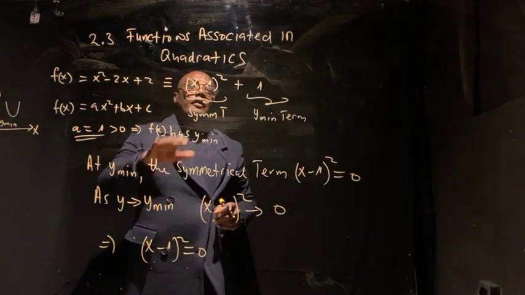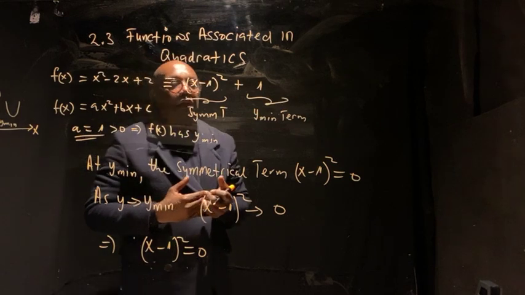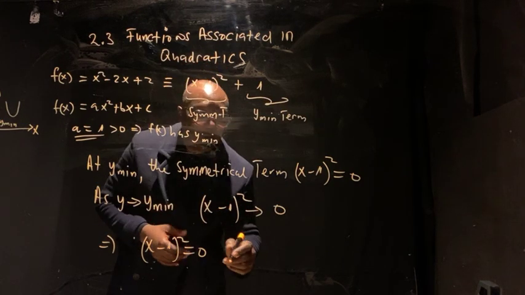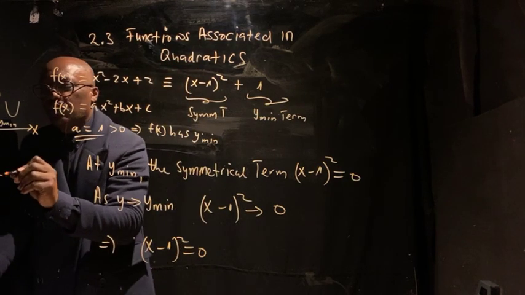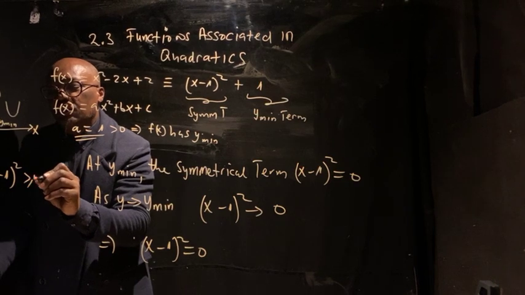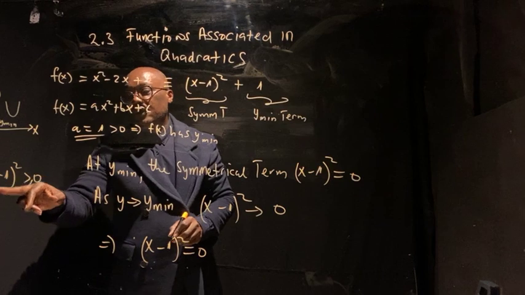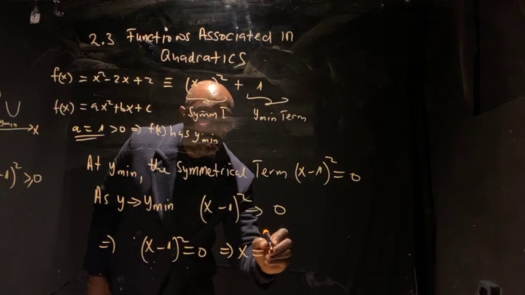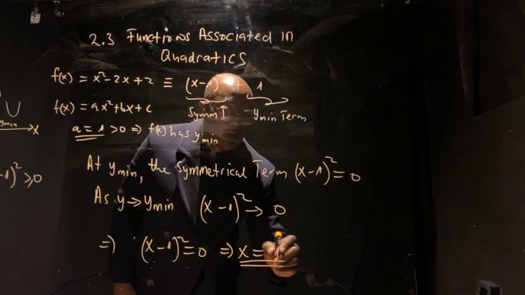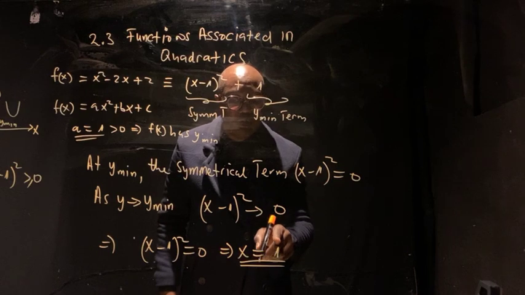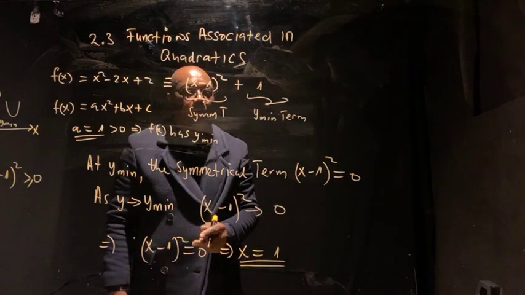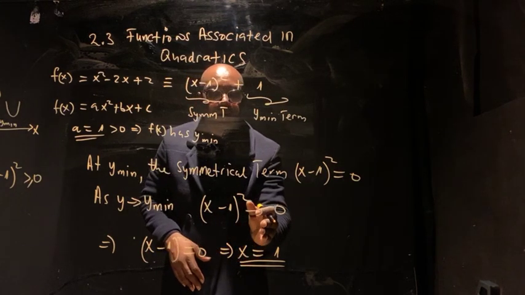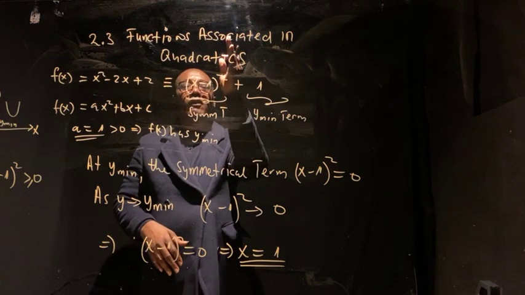Or you can say that the symmetrical term is a squared quantity, and therefore it can never be negative. At worst, the symmetrical term, x minus 1 squared, will be greater than or equal to 0. So we pick up the part that says the symmetrical term is equal to 0, and then we find where the symmetry lies. So it indicates that x is equal to 1. This is the equation of the symmetrical line, x equal to 1, which indicates that the symmetry occurs at x equals 1. It is exactly where the curve will be divided into equal portions.